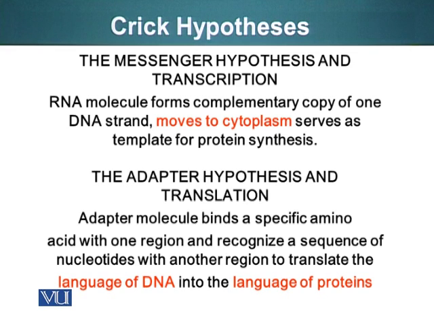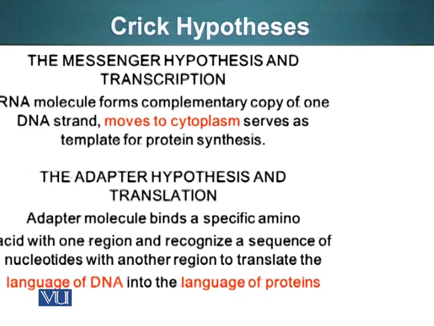So Dr. Crick proposed an adapter, a molecule that can bind a specific amino acid with one region and can recognize a sequence of nucleotides with another region to translate the language of DNA into the language of proteins. So the adapter would have the ability to bind, interact with amino acids, which are the basic building blocks of proteins, and another domain should be able to recognize a specific nucleotide sequence on the messenger RNA.